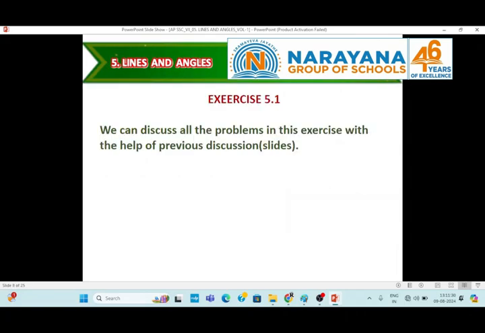From the first exercise of this chapter, we are going to discuss all the problems in this exercise with the help of the previous slides' discussion.